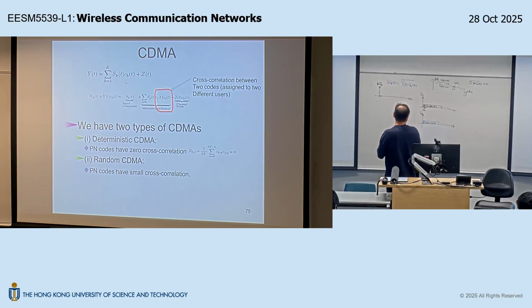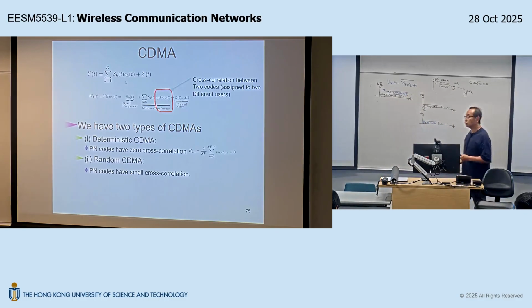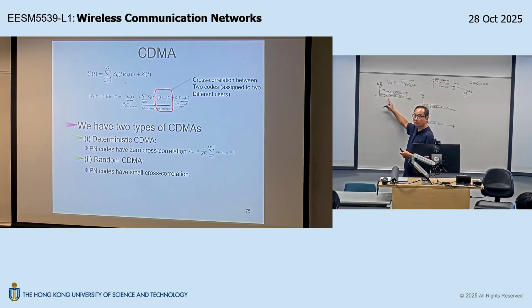So the broken pieces from user 1 will be received with this timing. This is S1(t − τ1), C1(t − τ1). Okay? And this is τ1. But the received timing from the second user will be like this. This is τ2. This is S2(t − τ2), C2(t − τ2). Can you see that? So the first chip of the broken pieces from the two users are not received at the same timing.